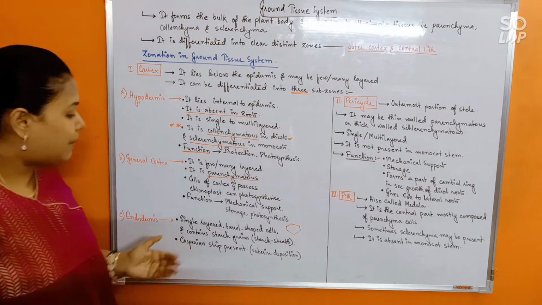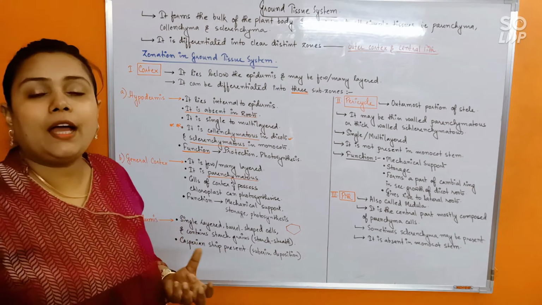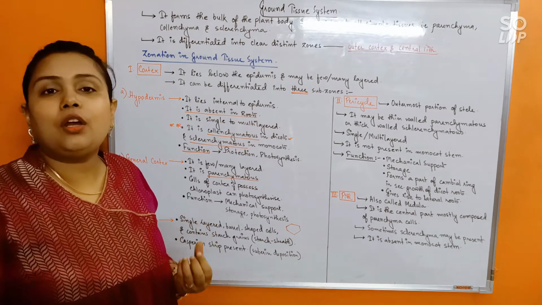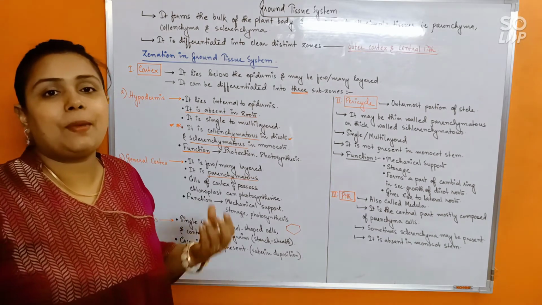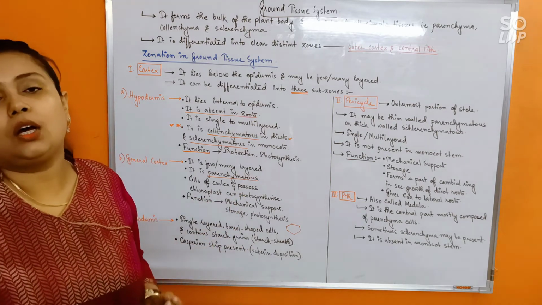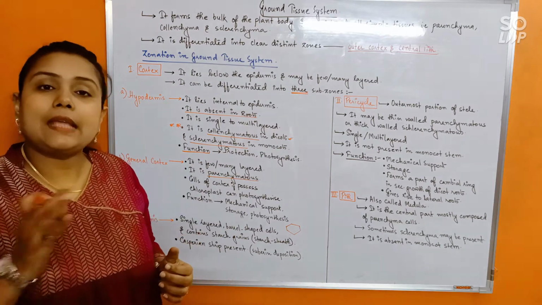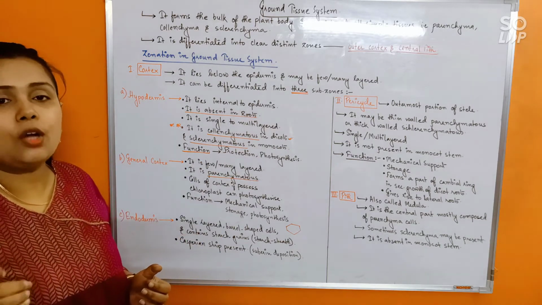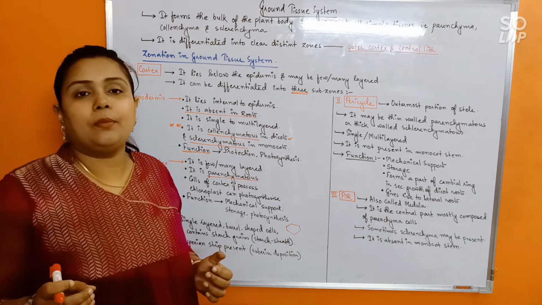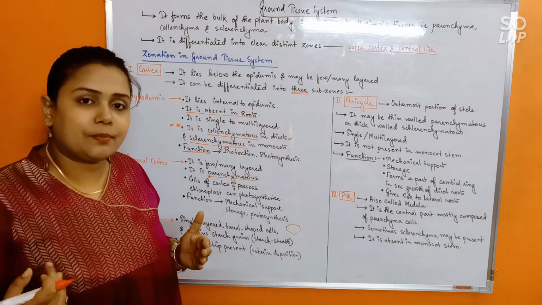Alright, so the Casparian strip being present in the cell wall of the endodermis provides a unique feature to the endodermis. The endodermal cells, because of the Casparian strip, become completely impermeable to water. Water cannot surpass the endodermal cells. The cell wall of the endodermis possesses suberin, and that's why the cells of the endodermis cannot allow water to pass through. Understood this?